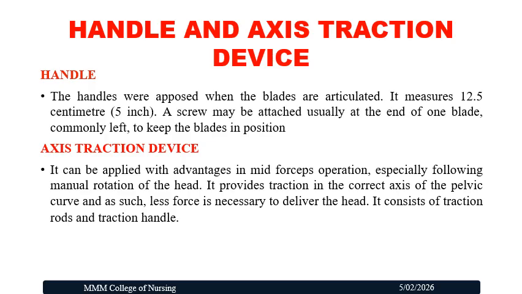Then coming to the axis traction device, it can be applied with advantage in mid forceps operation, especially during the manual rotation of the head. It provides traction in the correct axis of the pelvic curve and less force is necessary to deliver the head. It consists of traction rods and a traction handle.